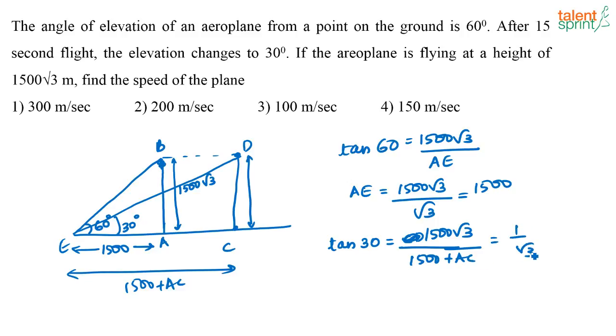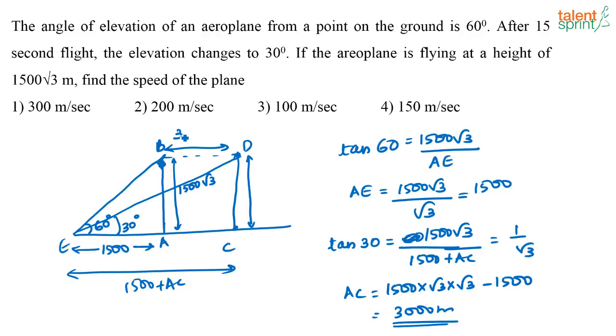You know tan 30 is 1 by root 3, or I can say AC is equal to 1500 into root 3 minus 1500, correct? So you just cross multiply here. You will have 1500 into root 3 and you subtract 1500 from that, you will get AC, or I can say AC is equal to 3000. So what does this AC represent? This AC represents the distance that is travelled by the aeroplane from B to D. So this length is 3000 meters.